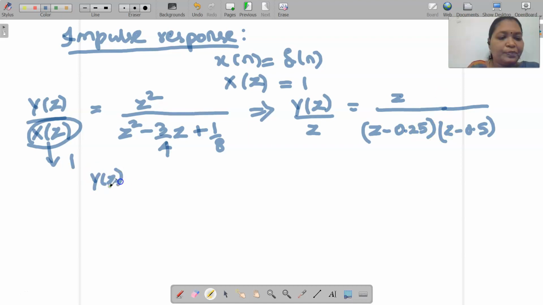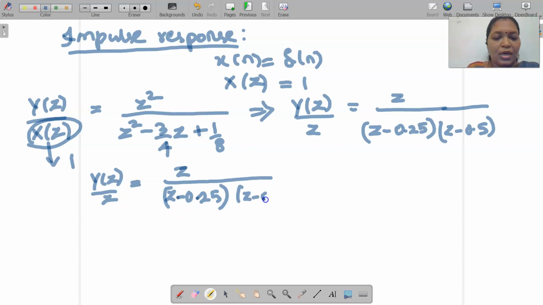So I can write Y(z)/z, that is equal to z by, one term is z minus 0.25, another term is z minus 0.5. So actually 0.25 is 1 by 4, 0.5 is 1 by 2. So when you multiply minus 1 by 4 and minus 1 by 2, you will get 1 by 8. When you add minus 1 by 4 and minus 1 by 2, you will get minus 3 by 4. Okay. So you can use your fractional terms also, or else you can use decimal point values. So apply the partial fraction.